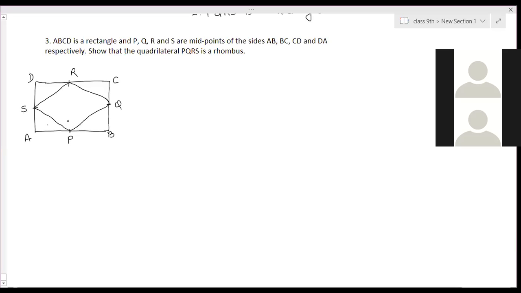We have to prove that it is a rhombus. Rhombus means all sides we have to prove equal. So first you can prove PQRS is a parallelogram the same way by joining AC. Now after that how to prove PQ, this one, adjacent sides are equal. For that again join BD. No, not needed. BD not needed. Leave it.